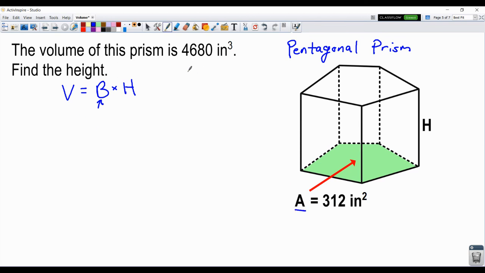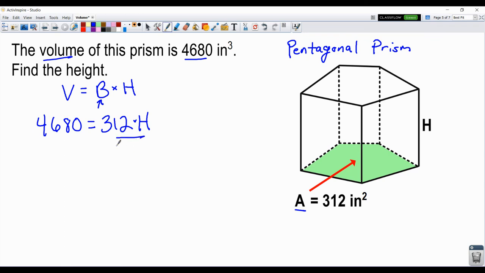So let's plug in what we know. They tell us up here the volume of our prism is 4,680 cubic inches. So I'm going to write that right under the V. 4,680 equals. This represents the area of the base, which they gave us is 312. And what's missing is the height of our prism, the capital H. Well, let's just put that on the end. And once again, just like the last example, this reads as 4,680 equals 312 times H.